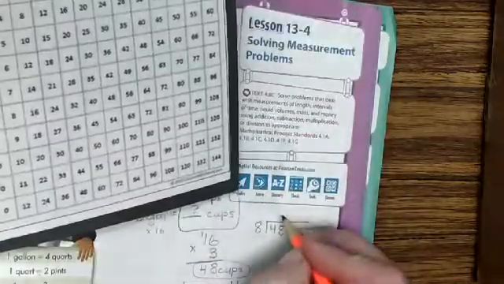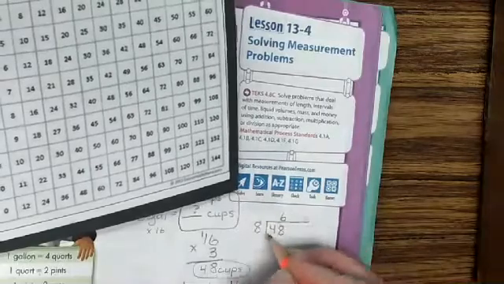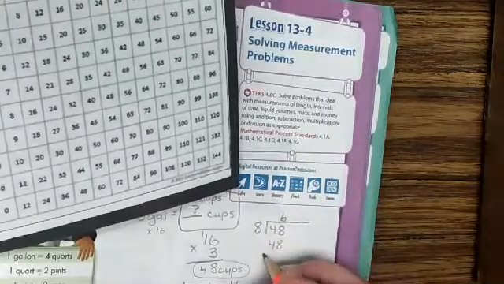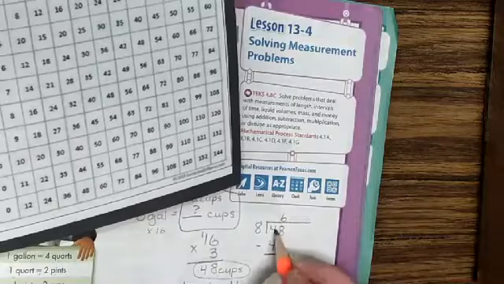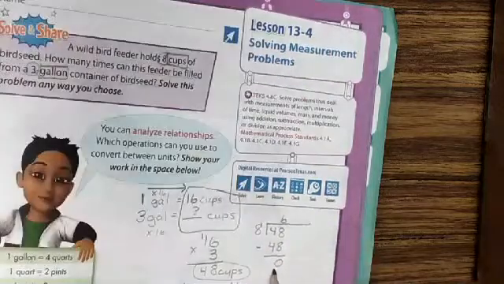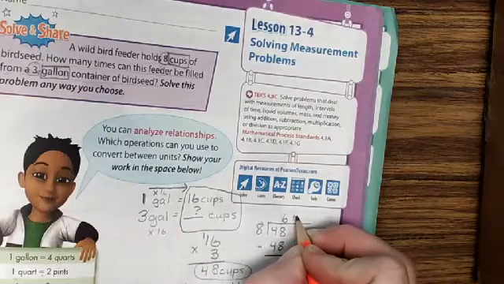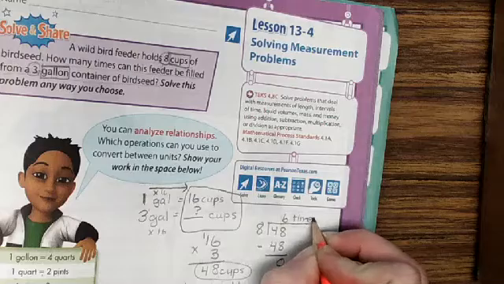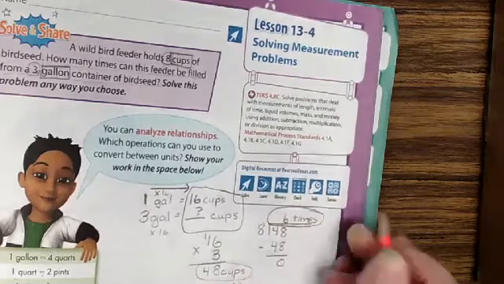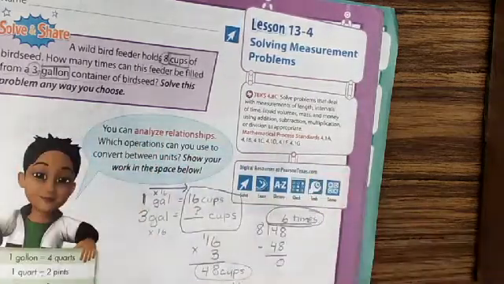So I'm going to put the 6 up here. 6 times 8 is 48. Now I'm going to subtract, 48 minus 48 is 0. I'm going to check, is 0 less than 8? Yes, it is. So that means I could fill that bird feeder 6 times. That's a lot of bird food for all those little tweets.